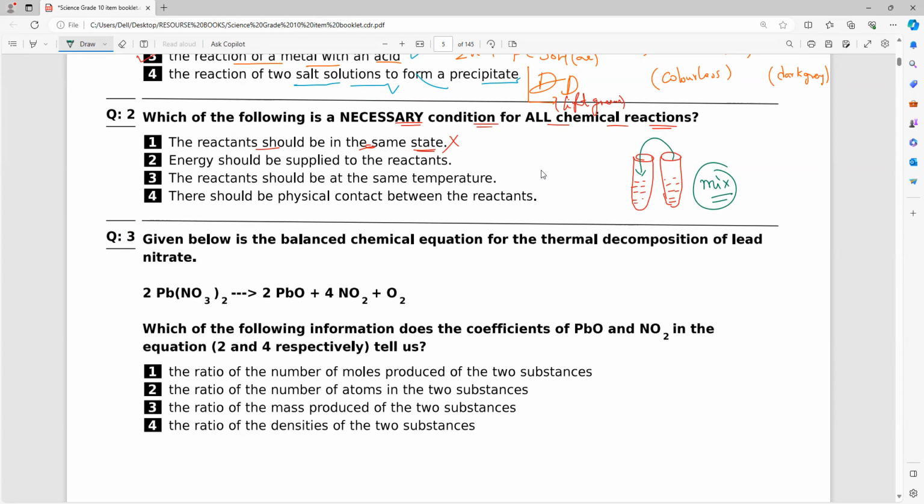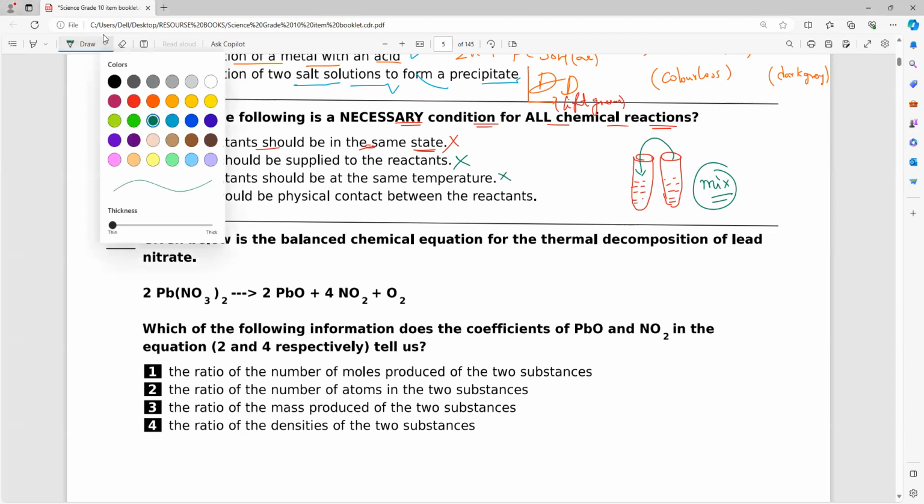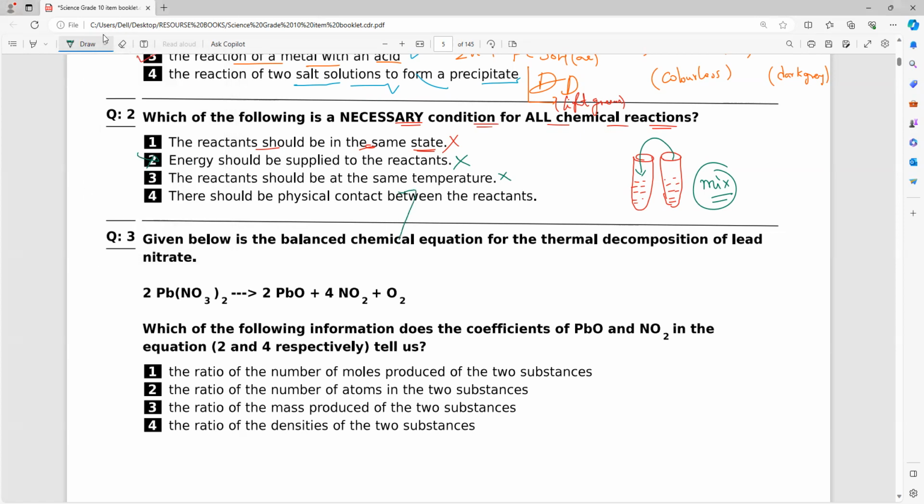So let us go with the second option. Energy should be supplied to the reactants. In some reactions energy is needed, in some reactions energy is released, so we cannot say that. The reactants should be at the same temperature. No. Some need excessive energy, some low temperature, some high temperature. We cannot say that either.